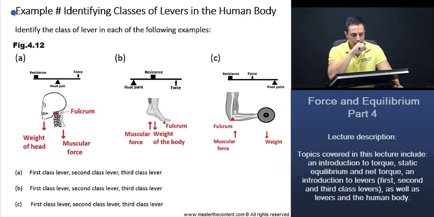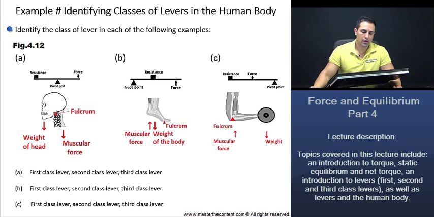Wonderful. Example: identifying classes of levers in the human body. Identify the class of lever in each of the following examples. In figure 4.12, we'll begin here with A. The resistance is the weight of the head. The pivot is going to be the fulcrum, and the fulcrum there is between the head and the atlas, which is the first vertebra of your cervical vertebrae, right? And the force here is your muscular force provided by your postural muscles.